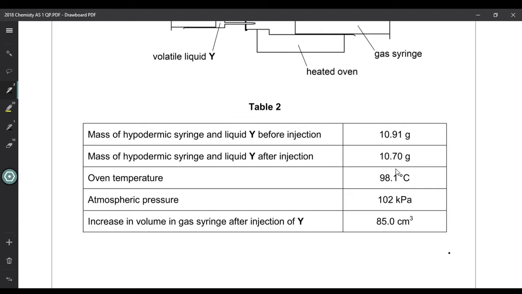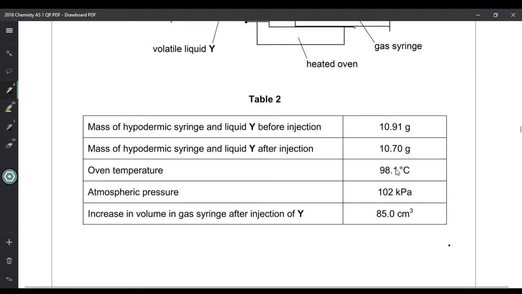At the moment the temperature is in degrees C, so we're going to have to change that to Kelvin. We've also got this pressure that's at the moment in kilopascals, so we're going to have to make sure we convert that into pascals, and at the moment we've only got the volume in cubic centimeters, so again we're going to have to convert that into the appropriate format for the equations.